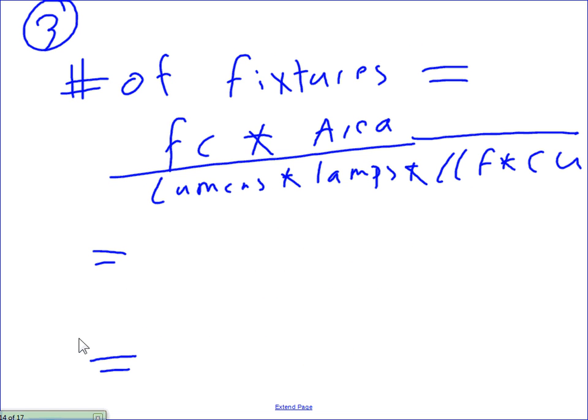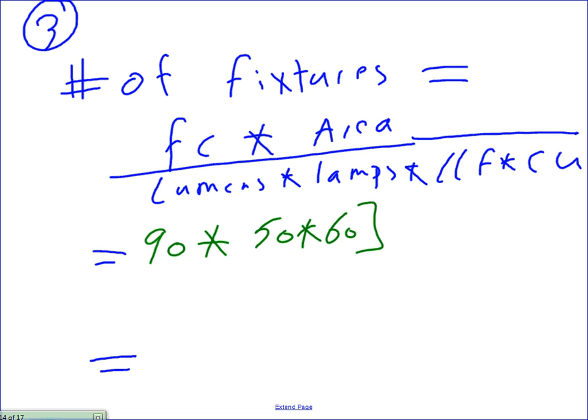The last thing is to find the number of fixtures. This is the formula that you're going to bring with you tomorrow. Okay, so let's plug things into that formula. The foot candle was given as 90. I want to maintain an average foot candle of 90. The room, the area, is 50 by 60.